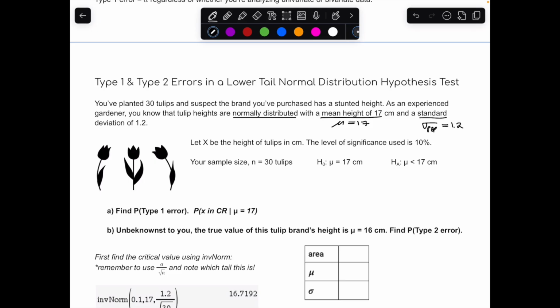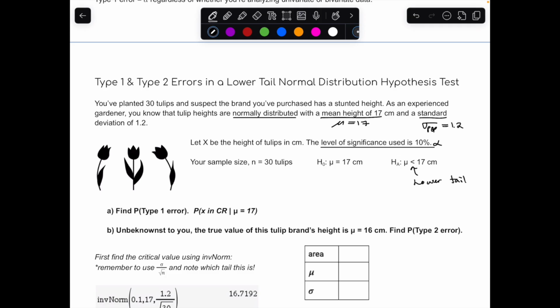Let x be the height of tulips in centimeters. Let's say that you are doing your test at a level of significance of 10%, so alpha is 10%. The sample size is 30 tulips. That's what you're measuring in your garden. Null hypothesis is that mu equals 17 centimeters, and the alternate is that mu is less than 17, and that's because you're concerned about stunted height. This is a lower tail test, which we need to think about for the probability of a type 2 error.